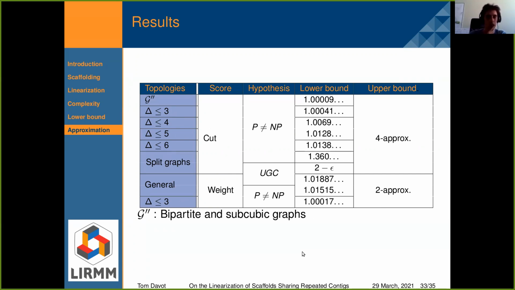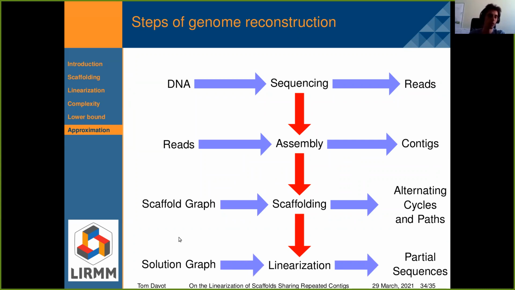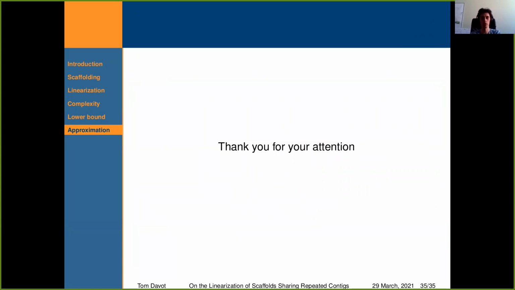Okay, so I complete my little scheme for the genome reconstruction. For the linearization, in input we have a solution graph, and in output we have partial sequences. It's partial because we have to remove some edges of the solution graph, so we lose some information on the graph. So that's it for the presentation, and thank you for your attention.